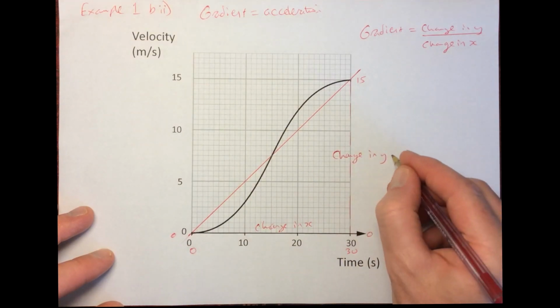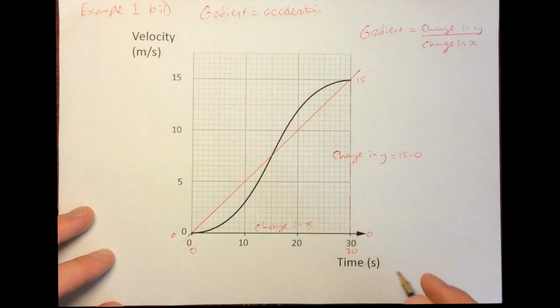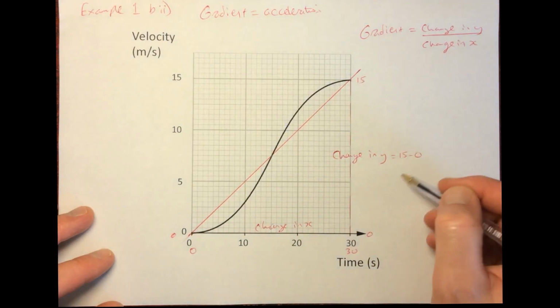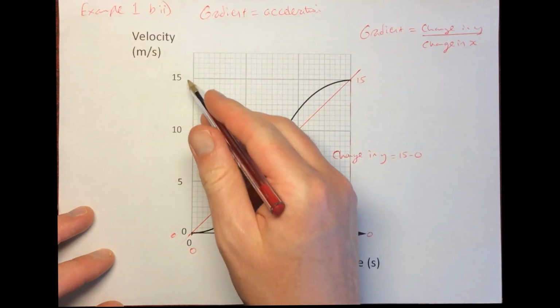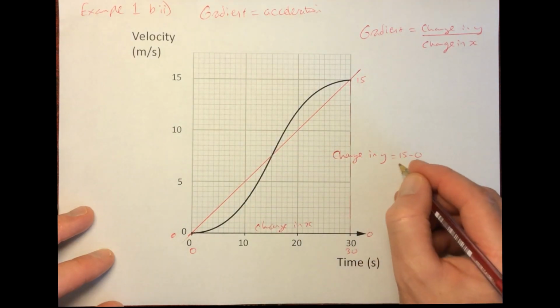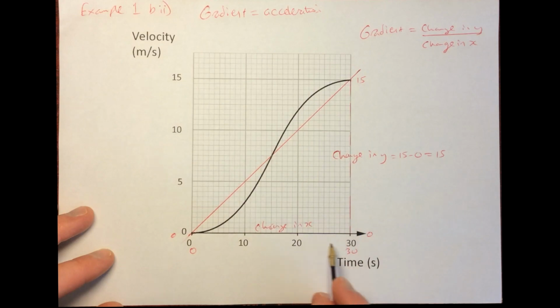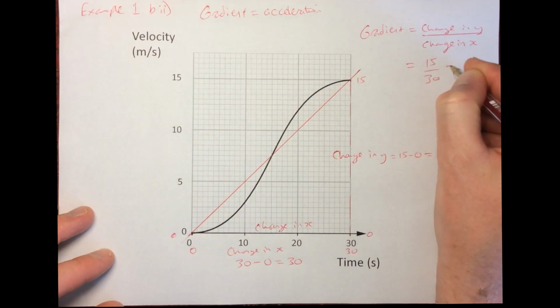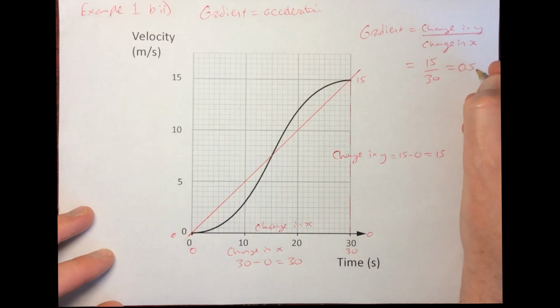So our change in y is equal to 15 minus 0. Okay, because we're starting off down here at 0 and going up to 15. So the change in the y value, change in the velocity, is 15. Okay, and the change in x is, you're starting from 0, going up to 30, so the change is 30 minus 0. Right, which equals 30. So your gradient is going to be 15 divided by 30, which gives you 0.5, and the unit is meters per second squared.